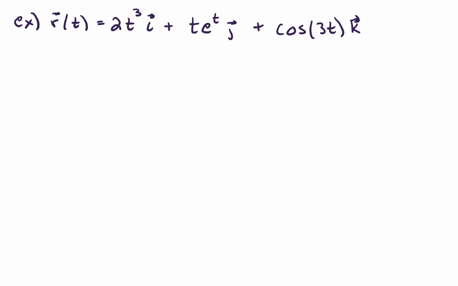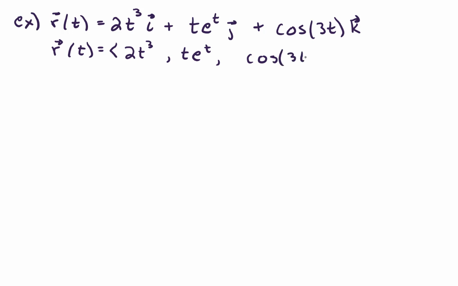In this example, we're going to find the derivative of a vector-valued function. And so I'd like to remind you that r of t can be given in i, j, k hat notation, or we could be using these angled brackets where our first component is 2t cubed, second component t times e to the t, and the third component cosine of 3t.